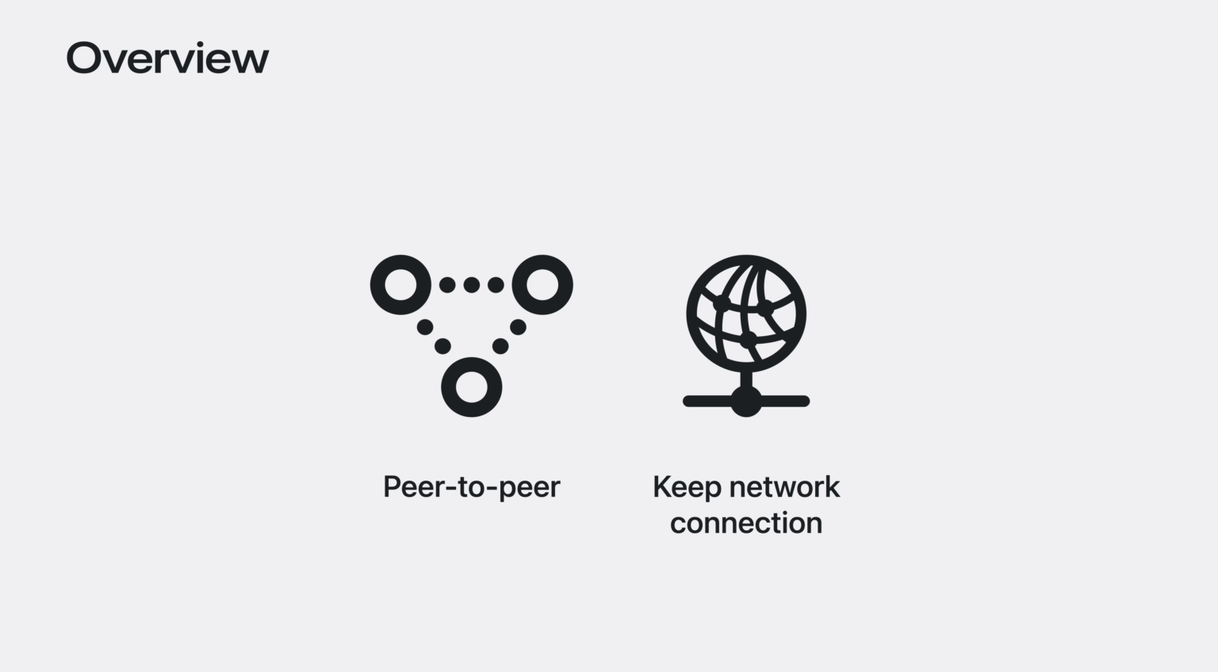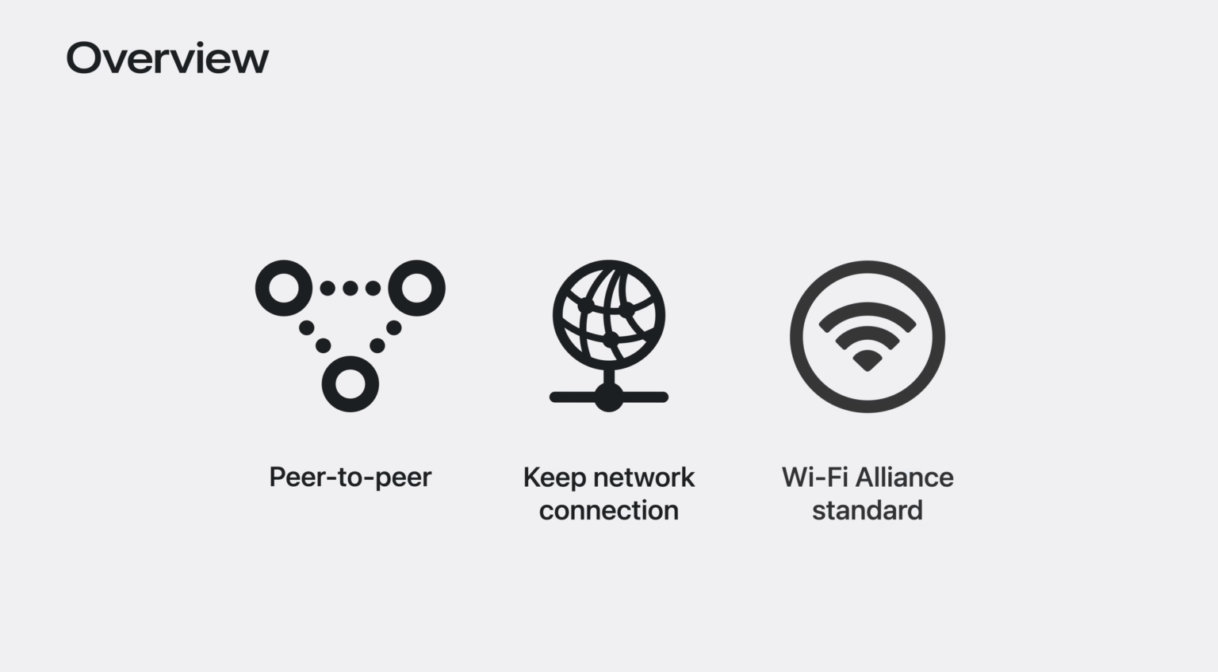Wi-Fi Aware operates alongside your regular Wi-Fi connection. That means devices stay connected to the internet and your local network while simultaneously using Wi-Fi Aware. And Wi-Fi Aware is a global standard maintained by the Wi-Fi Alliance. It's cross-platform, interoperable, and can be adopted by any device manufacturer. With Wi-Fi Aware, you can unlock new experiences and allow your apps to seamlessly discover and connect to nearby devices.